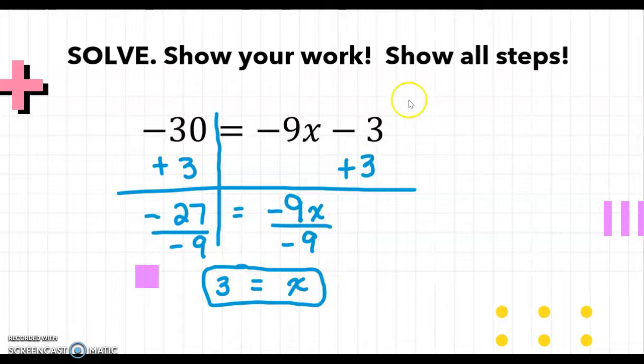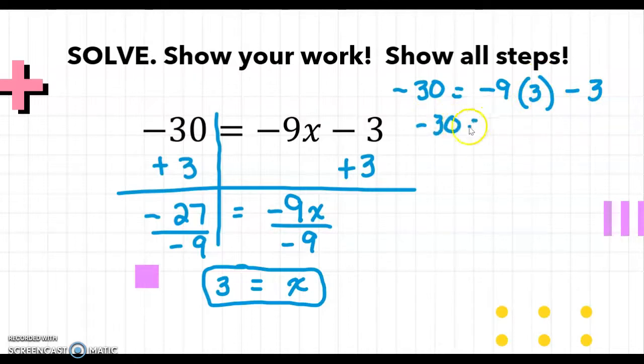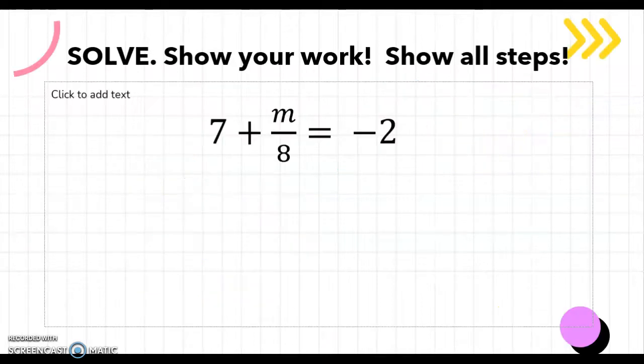Okay, that is my answer. I can always check it by plugging back in the number for the variable. Let me go ahead and do that real quick. And you can see that negative 30 equals, we have negative 9 times 3, which is a negative 27, minus 3. And sure enough, it does check out. Okay, let's look at our next problem. Go ahead and work this one on your own.